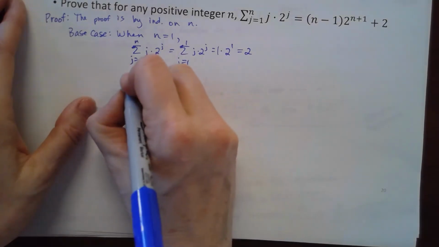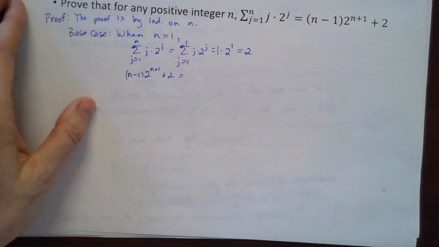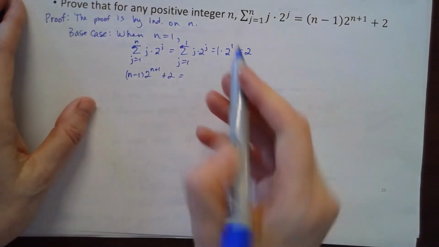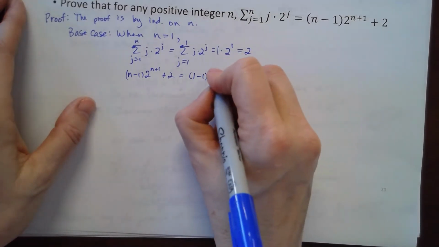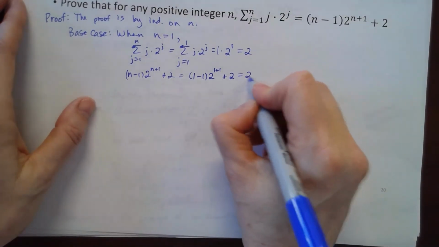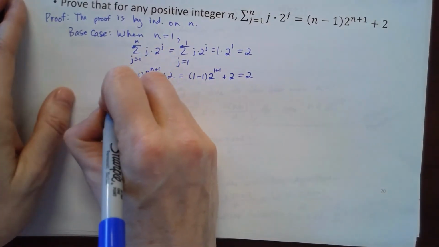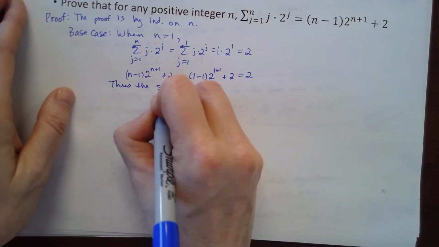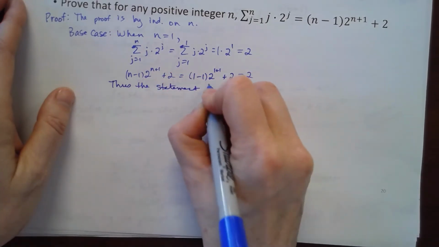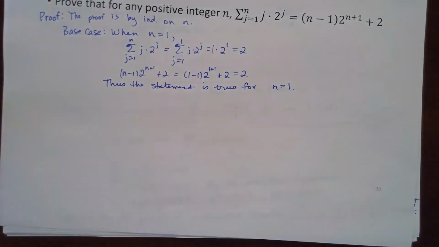The right side of the equality, n minus 1 times 2 to the n plus 1, plus 2. If n were 1 and we substitute that in there, we'd get 1 minus 1 times 2 to the 1 plus 1, plus 2. This is 0, so this whole part goes away, and we're just left with 2. So indeed, these values are equal. Thus the statement is true for our base case of n equals 1. That's our anchor point. None of this works without that base case.